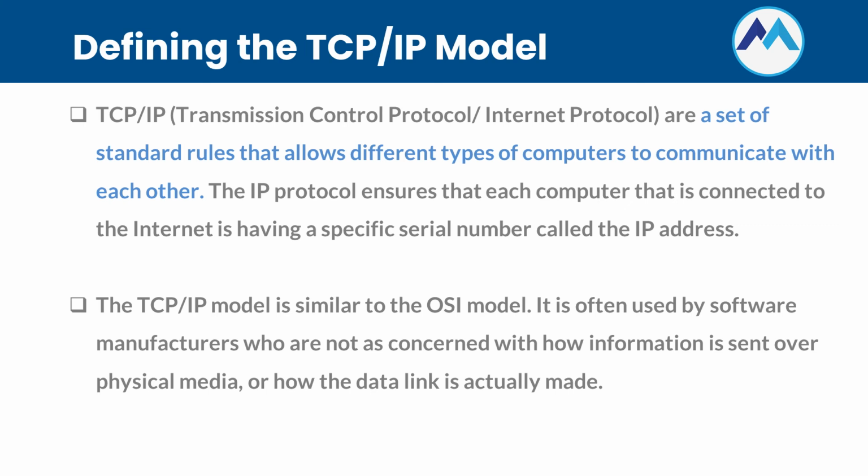This model is similar to the OSI model. It's often used by software manufacturers who are not as concerned with how information is sent over the physical media or how the data link is actually made. Although the OSI model is a reference model, the TCP/IP model, also known as the Internet model, is more descriptive, defining principles such as end-to-end and robustness, which describe strong endpoint connection and conservative transmission medium. This model is composed of 4 layers.